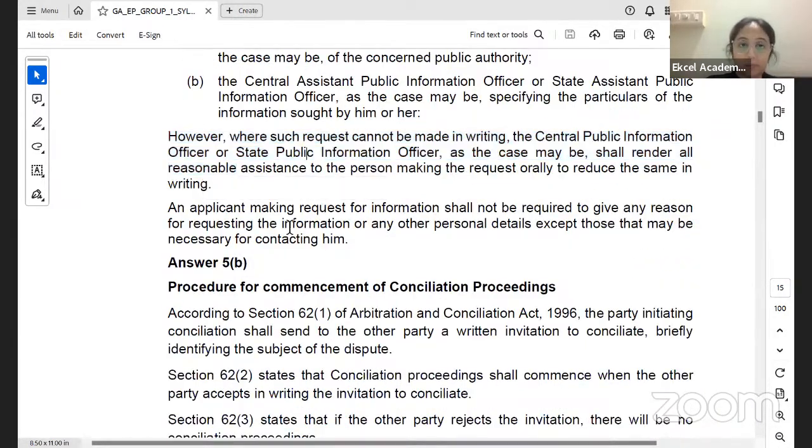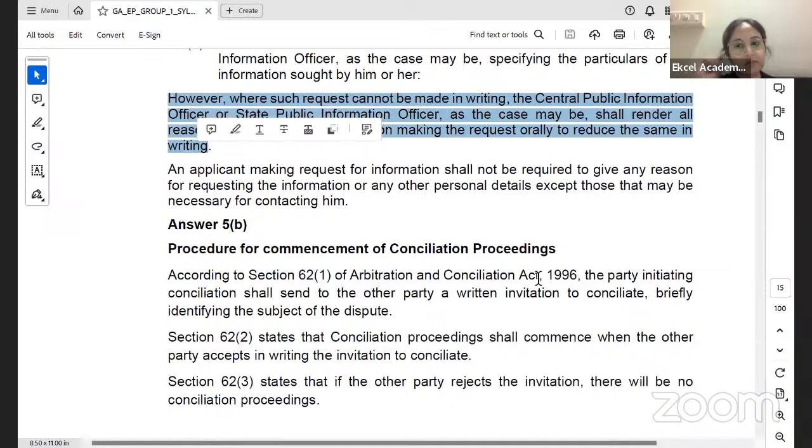Then one more point you have to add is, if there is a person who is illiterate and can't write, then that officer should help them in writing the application. Where such a request cannot be made in writing, the Central PIO or State PIO, as the case may be, shall render reasonable assistance to the person making the request orally to reduce the same in writing.